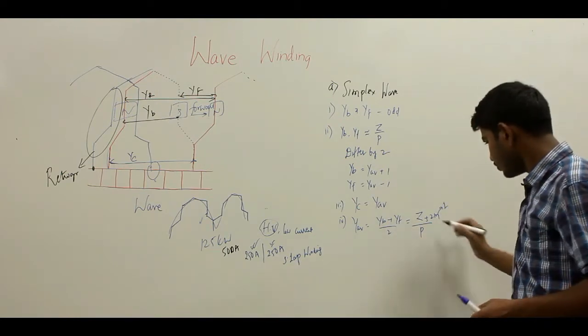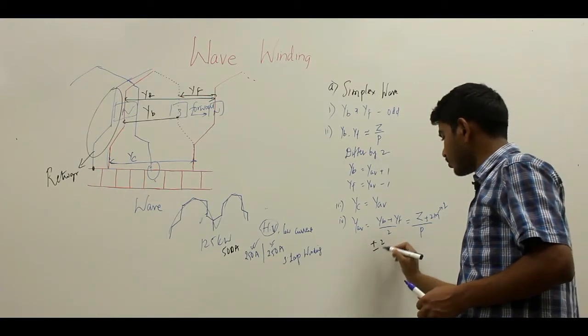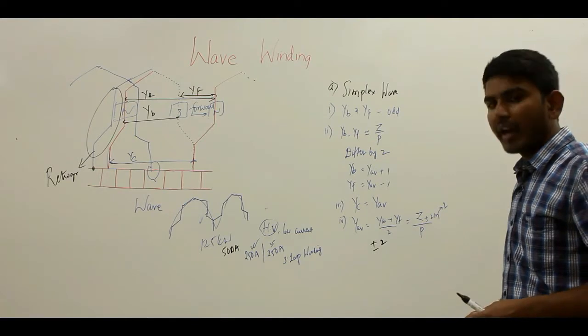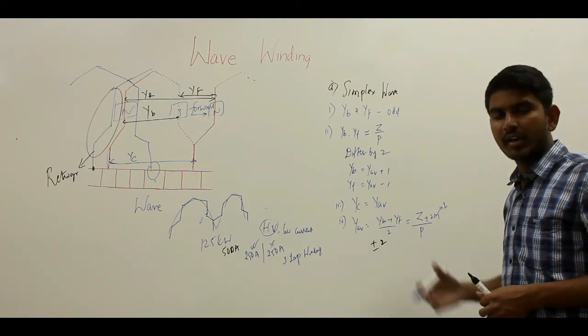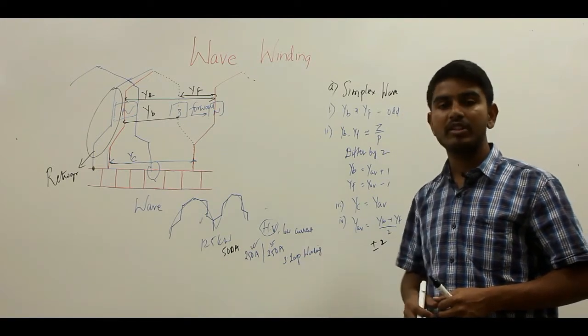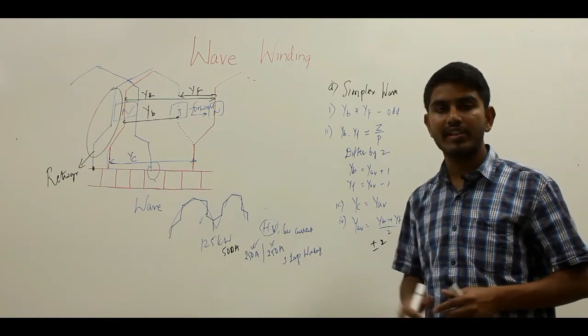Now why have we considered this plus or minus 2 here? The reason for considering the plus or minus 2 is that the wave winding must close itself, including all the coil sides.